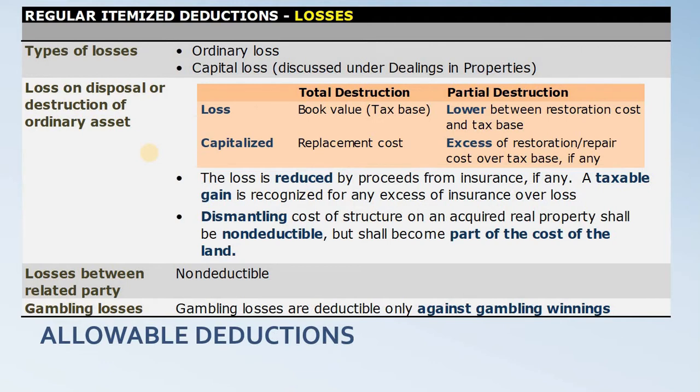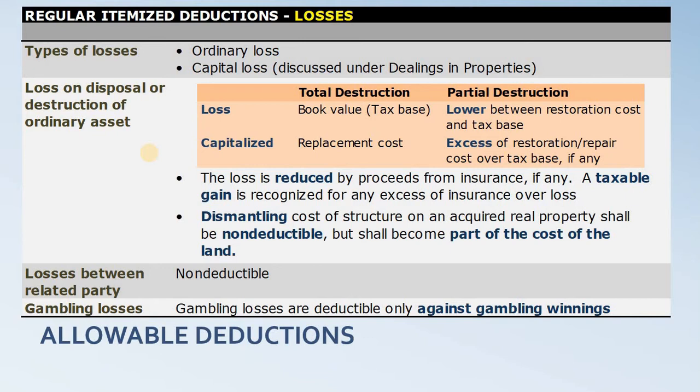So our focus in this discussion is ordinary loss. However, we will have a brief discussion on the capital losses. However, the detailed discussion for the capital loss will be under the topic dealings in properties. There are several transactions where losses may arise. One is the disposal or destruction of the asset. If the asset is an ordinary asset, this will be our deductibility.